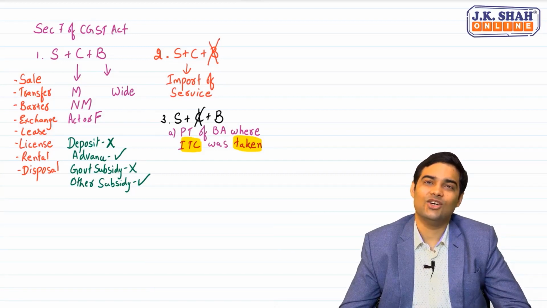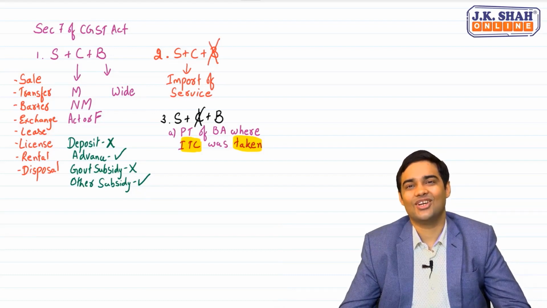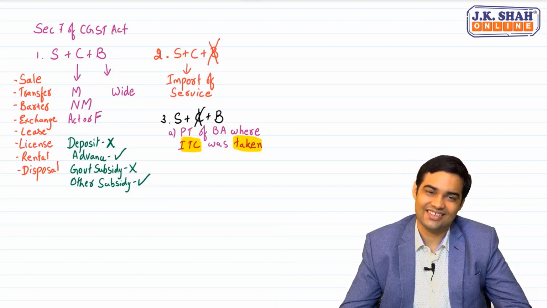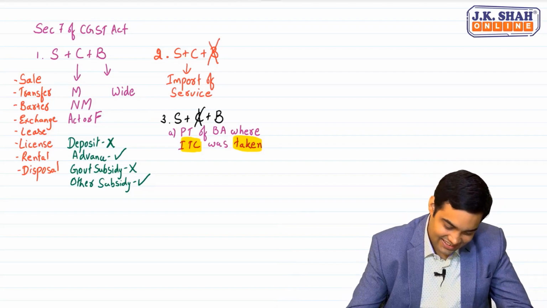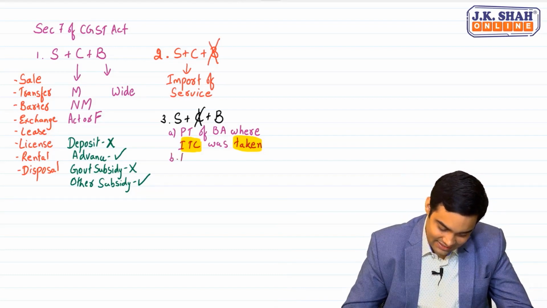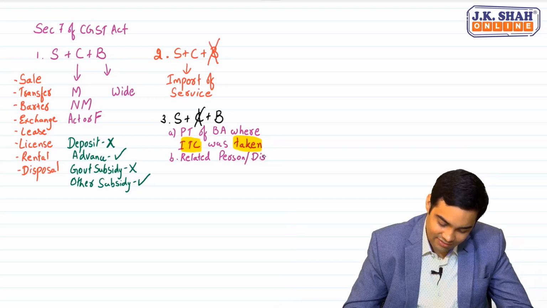Otherwise, all the donations would be routed through business books where a person would purchase a particular product and thereafter take ITC and finally give it free of cost to the other person. Then B, a transaction between related person or distinct person. Now who all is covered in this related person or distinct person transactions?